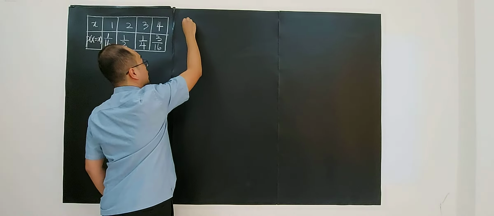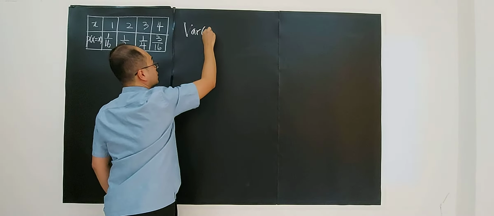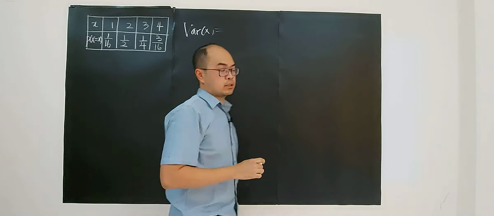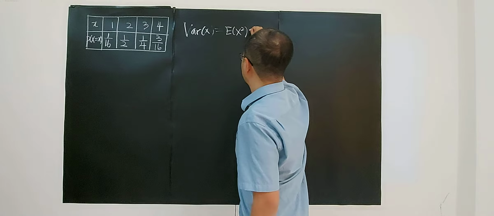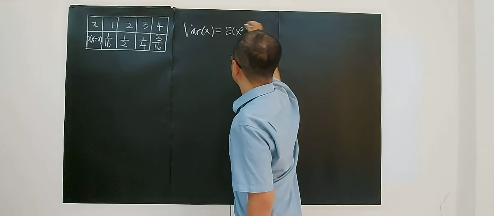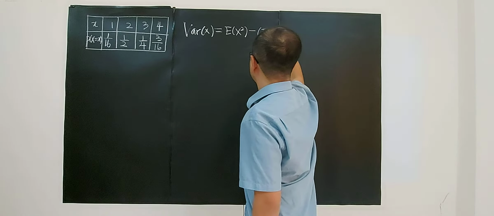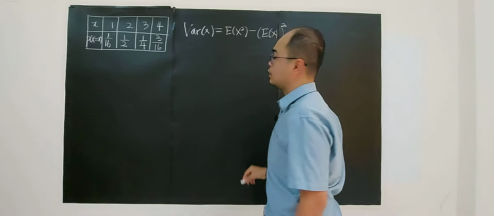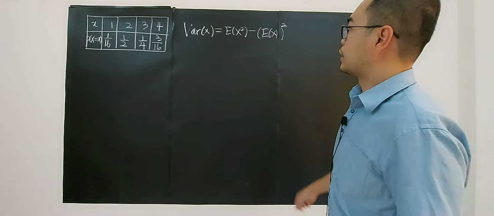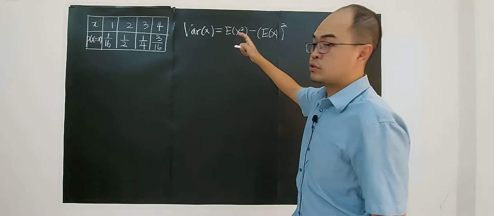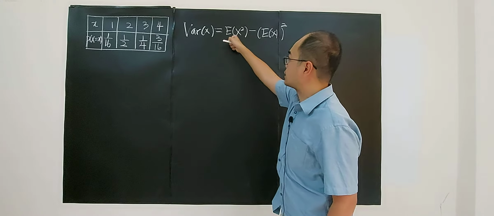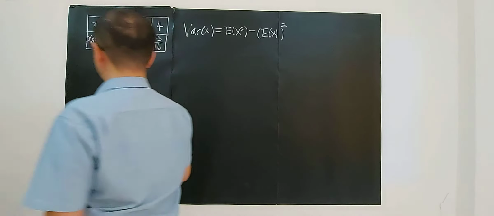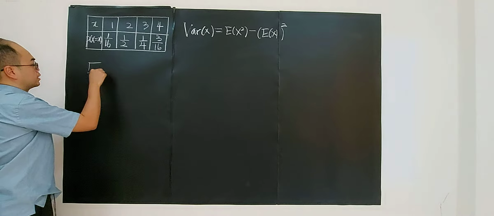By using the formula, you know that the variance of x will be E(x^2) minus the square of the mean. From here you can see that you need to find the expectation of x, the mean of x, and you also have to find the expectation of x squared. So it's very simple, you're just finding E(x).